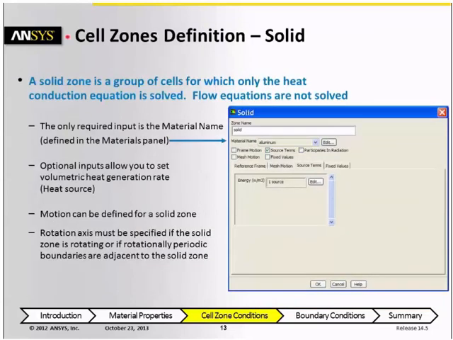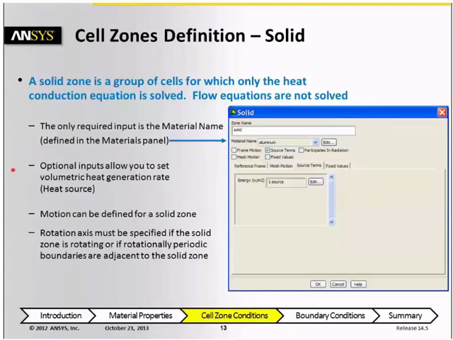When a zone has been specified as a solid zone, in practical terms, that means that only the heat conduction equation is solved. Flow equations are not solved in that zone. The only required input for solid zones is the name of the material. The material properties themselves are defined in the materials panel.